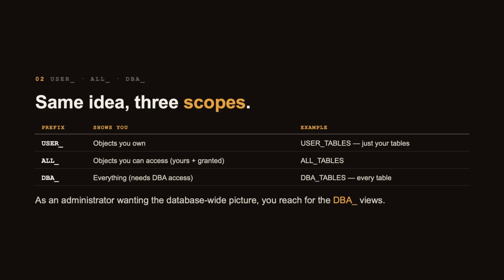The data dictionary views come in three prefixes that describe scope, and it's a clean, logical system. A USER view shows objects you own, so USER_TABLES lists just your own tables. An ALL view shows objects you can access, which is yours plus anything granted to you, ALL_TABLES. And a DBA view shows everything in the database, and it requires DBA-level access, so DBA_TABLES lists every table in the whole database. Same core idea, three widening circles of scope: mine, plus granted, everything.